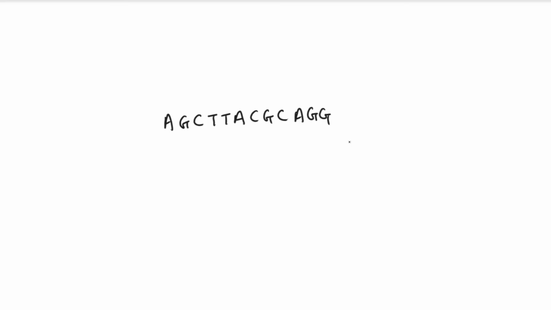So let's say, for example, that this is an example of a DNA sequence. You can see that if we read every 3 bases, AGC codes for 1 amino acid, TTA codes for the second one, and CGC, and AGG. So for example, this DNA sequence will then code for a total of 4 amino acids. And there will be many different combinations of amino acids, which is why this sequence is so important.